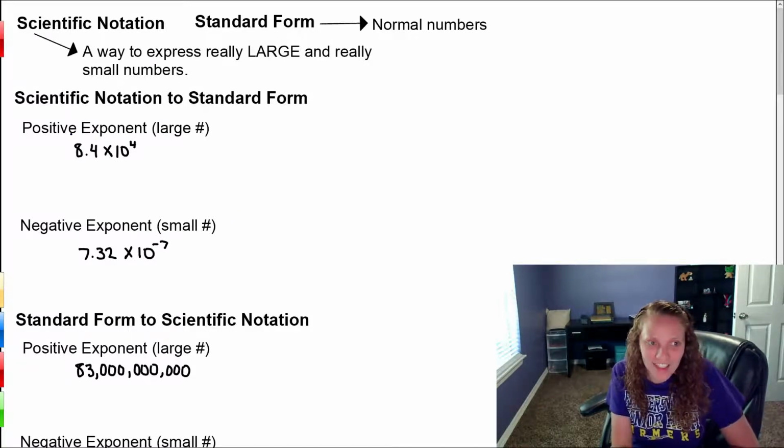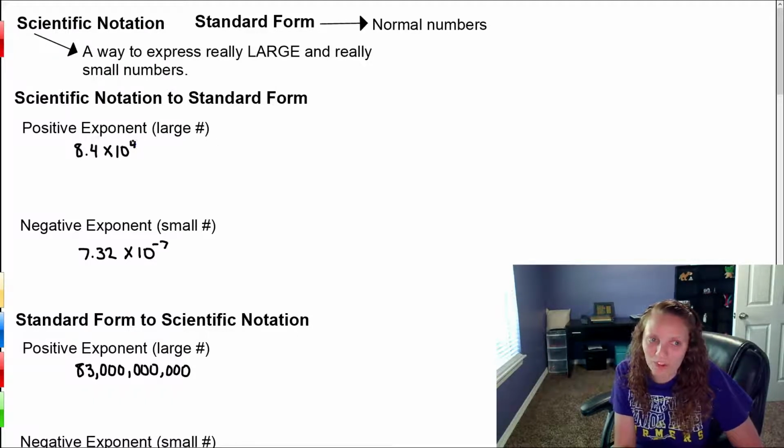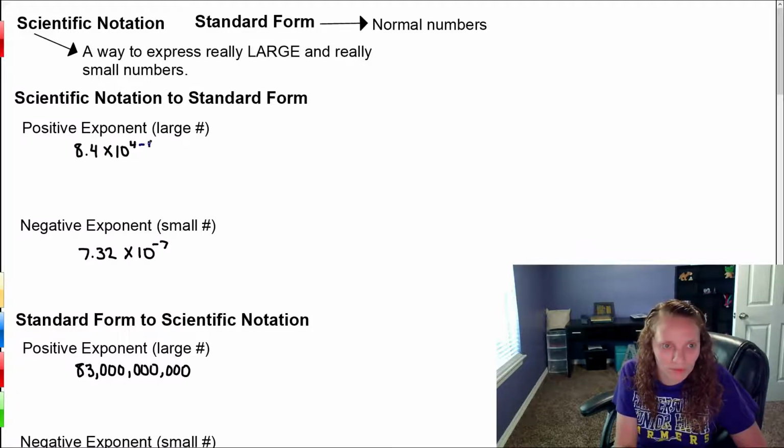If scientific notation has a positive exponent, it's a really large number. Here we have 10 to the 4th power. Since the 4 is positive, we know that this 8.4 is going to have to get changed into a large number. And we're going to change it to just a normal number in the standard form. The exponent tells you how many times to move the decimal. And since it's a positive exponent, it's going to be moved to the right.